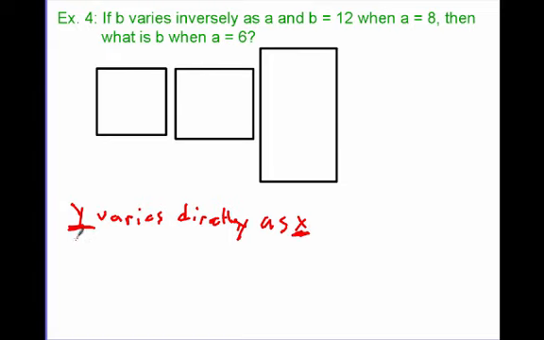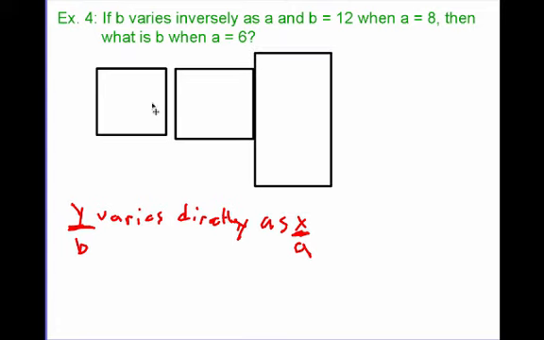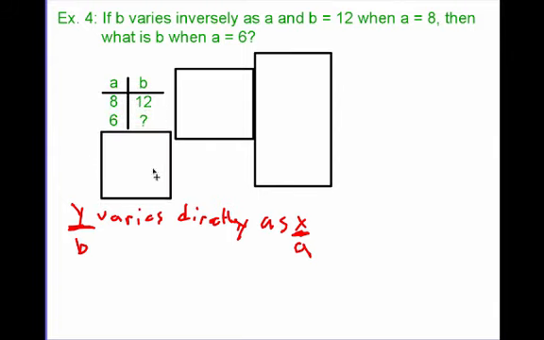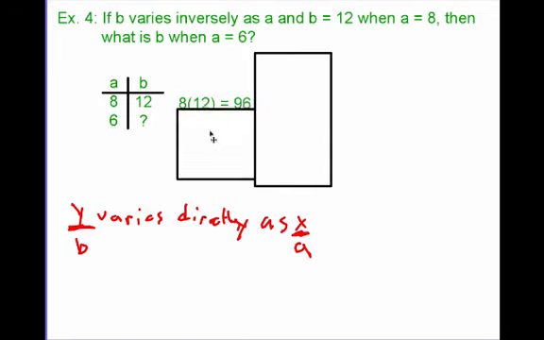So in this case, instead of y, I'm going to use b. Instead of x, I'm going to use a. So b varies directly as a. My x, y table is going to look like this, a, b. It says b is 12 when a is 8. And it says, what is b when a is 6? So I'm trying to figure out, when a is 6, what is b? It tells us that they are inversely related.